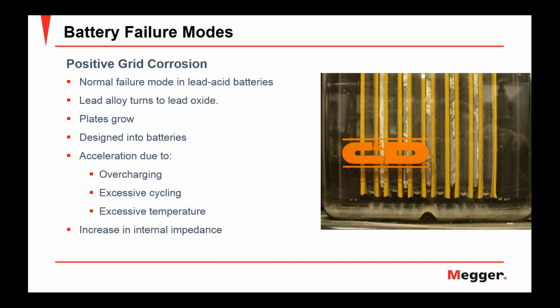And as the plates corrode, the plates are losing active surface area. That lead alloy is turning to a lead oxide. You're losing active surface area. As you lose active surface area, the impedance increases in them as the capacity decreases.